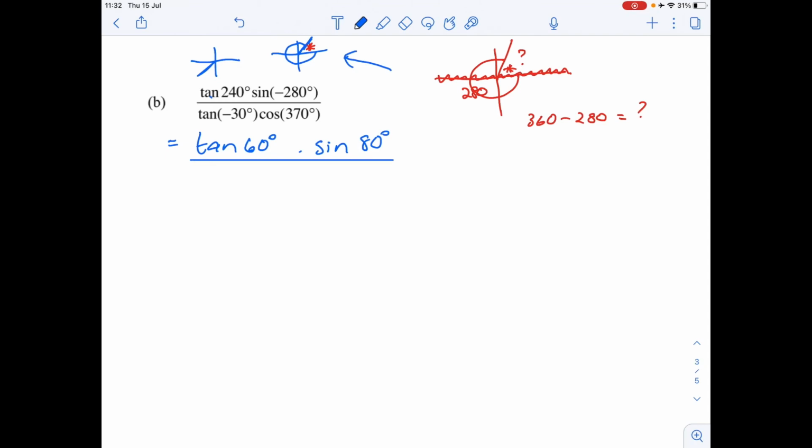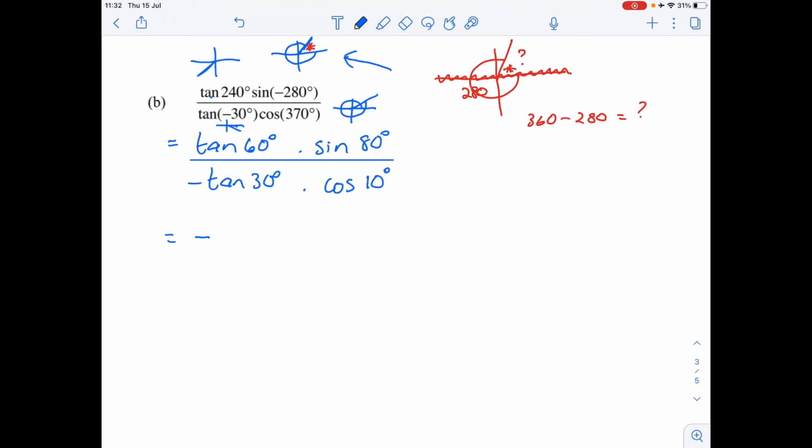Underneath, we have minus 30. That's also going to take me into the fourth quadrant because it's negative and tan is negative there. 370. 370 is going to go 360 is all the way around back to the first quadrant, and cos is positive there. And 360, I'm adding on 10, so my acute angle is 10. Nothing can cancel here. That's a problem. My final answer will have a negative though, because a plus divided by minus is a minus.